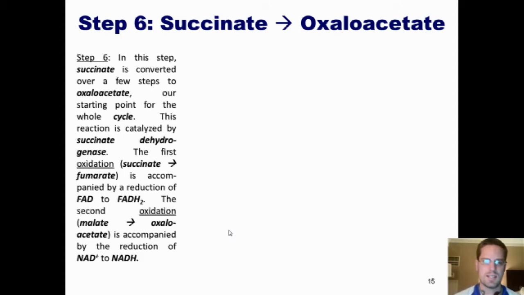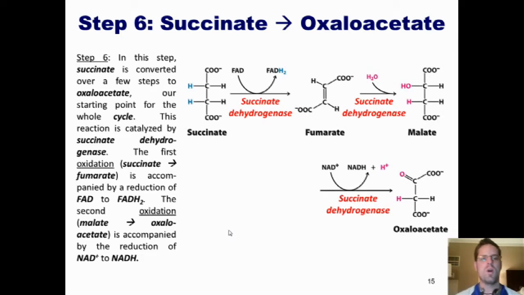In step 6, succinate, which we just formed, is converted over a few steps back into oxaloacetate, which is our starting point for the whole cycle. This reaction is catalyzed by an enzyme called succinate dehydrogenase. The first step, which is an oxidative conversion of succinate to fumarate, you can see it's an oxidation because we remove 2 hydrogens to form a carbon-carbon double bond, is accompanied by the reduction of FAD to FADH2. At this point, fumarate is then hydrated to form this intermediate called malate.